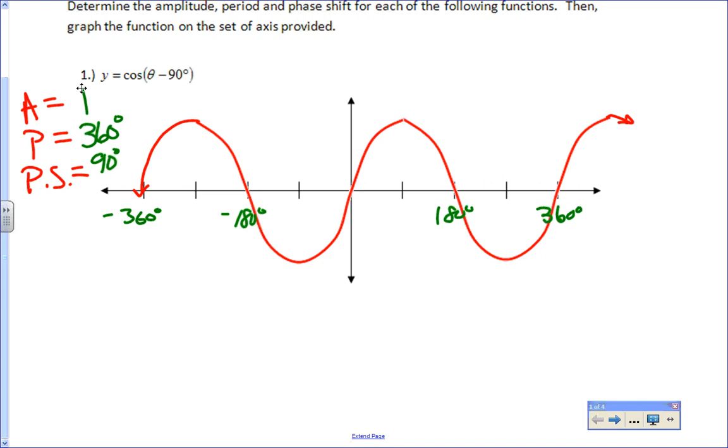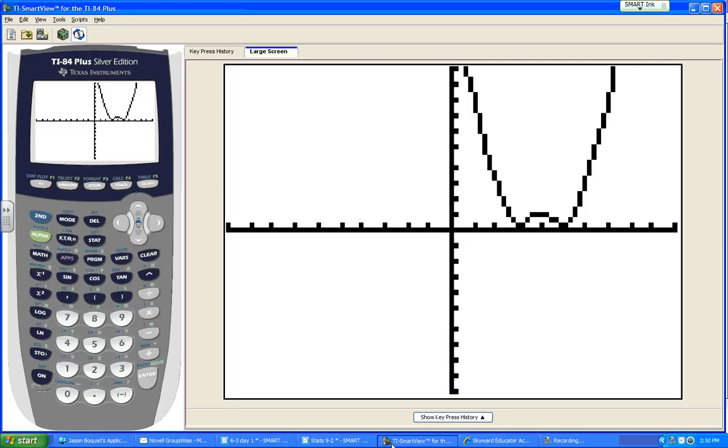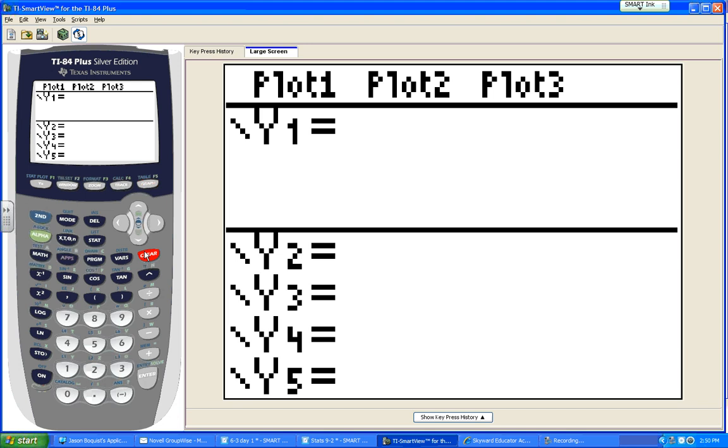So has everybody got a sketch down there? Ready? Okay, so we know what we've got. We've got cosine of theta minus 90 degrees, or x minus 90 degrees. Okay, so let's go to the graphing calculator. Whoops, we don't want that one. So what you want to do is go to y equals.